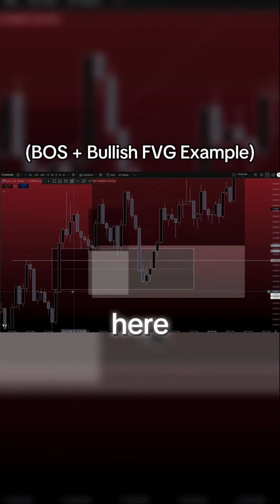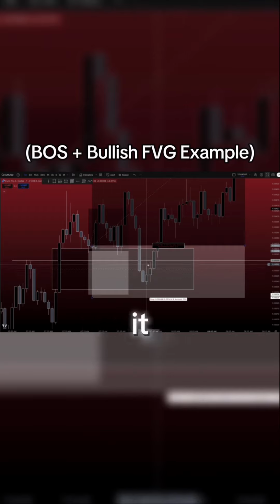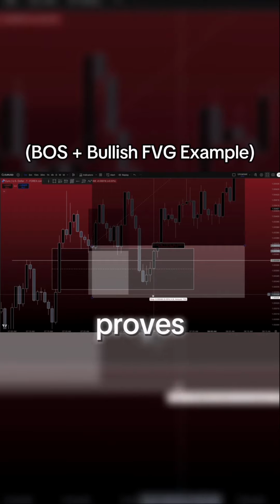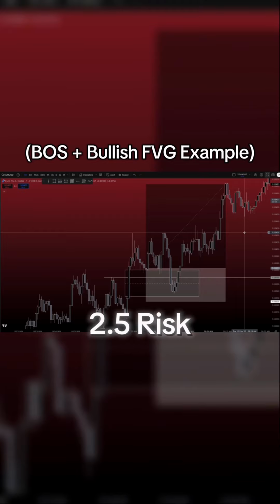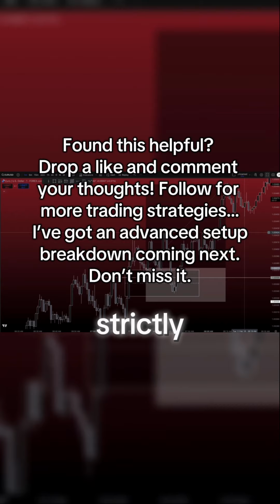But as you can see right here, the fair value gap gets retested and it pushes into the zone and back out, which proves my point even more about this being a strong fair value gap. Now as you can see, this would have led to a 2.5 risk to reward ratio, which is great. So again, don't take trades strictly off fair value gaps. Take them off of multiple things stacked at once.